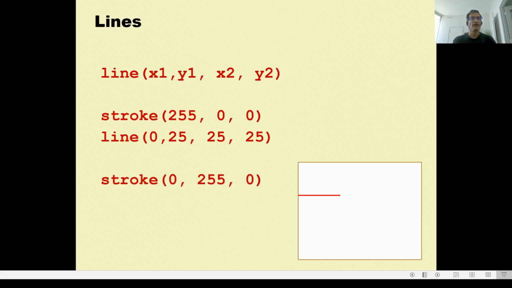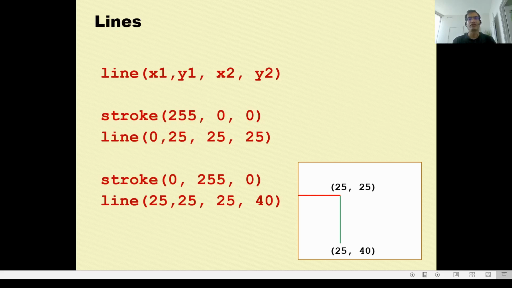Okay. Now I'm going to change my pen color to green, and I'm going to say please draw another line from 25, 25, which is where we left off here. And this time I want to go down to 25, 40. So x stays at 25, and I'll probably go down up to some point here. Let's say that is 40. So I'm expecting a vertical line in green color from 25, 25 to 25, 40. So it will draw something like that.